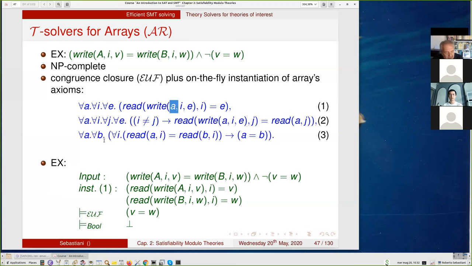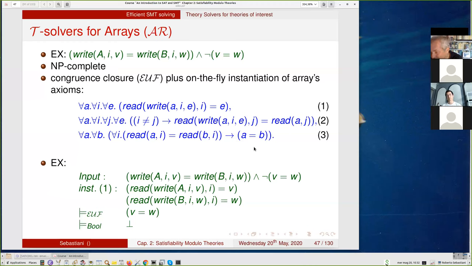Another axiom says that for all A, B, if for all indexes I, read A I is read B I, then the two arrays are identical. So if for all possible indexes the elements are pairwise identical, then the arrays are identical. Notice that here I implicitly give a notion of equality of arrays which is different from that of C. So they are identical, but they are not the same array.